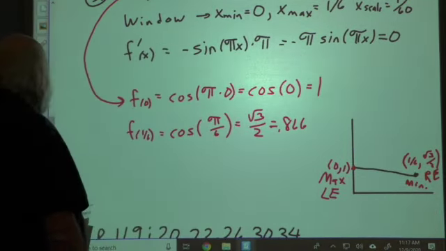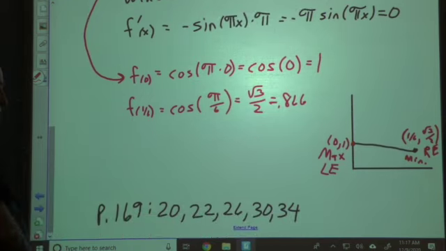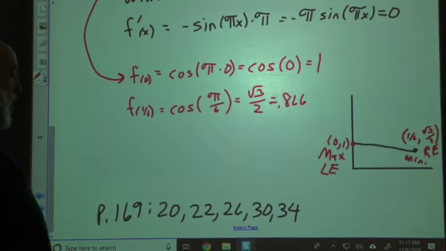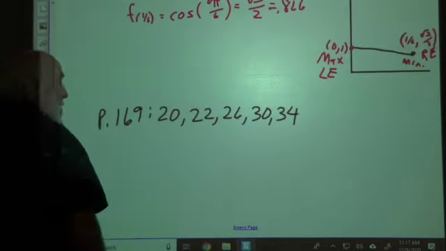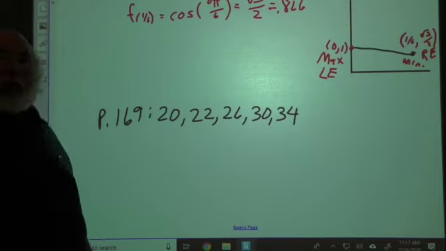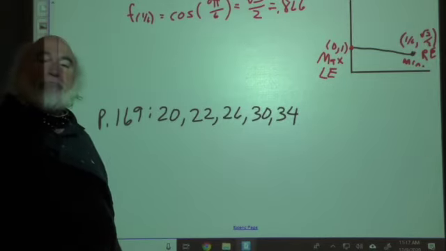There you have it. Your assignment, page 169: 20, 22, 26, 30, and 34. Have fun.